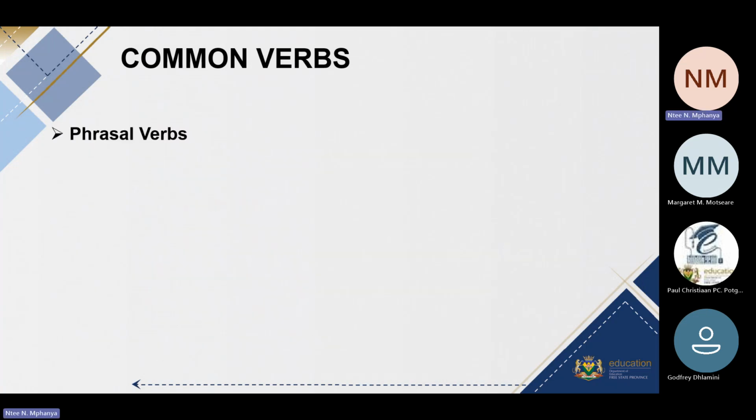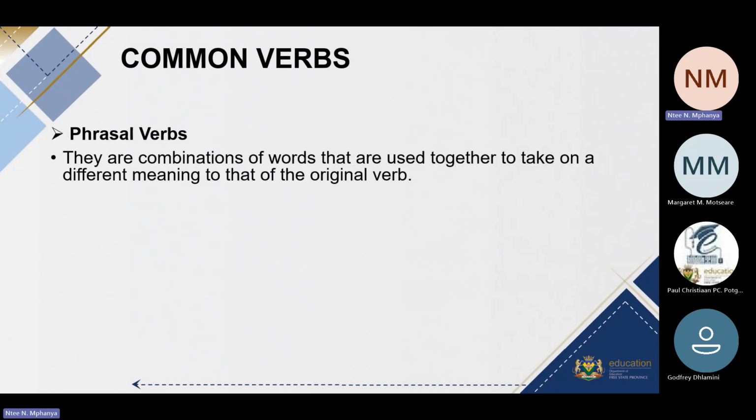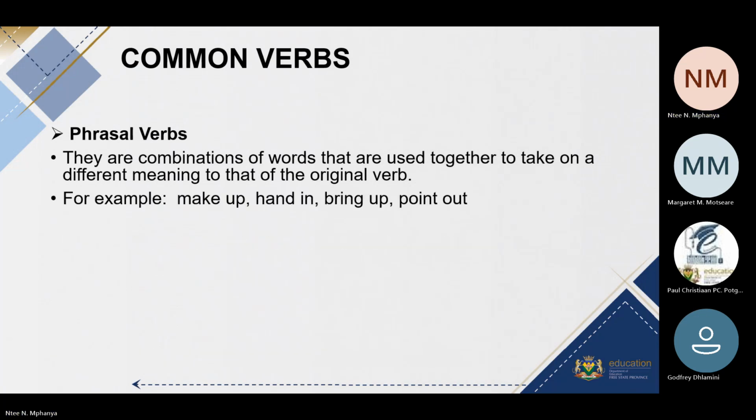Then we have phrasal verbs. They are a combination of words that are used together to take on a different meaning to that of the original verb. For example, make up, hand in, bring up, point out. Remember, we don't hyphenate. These are not hyphenated words.